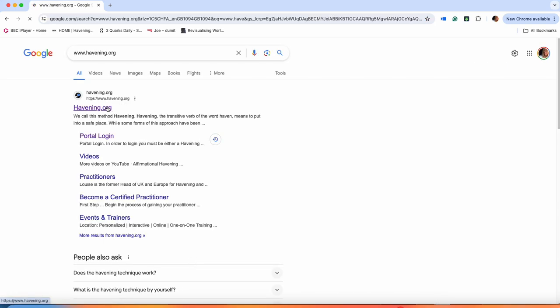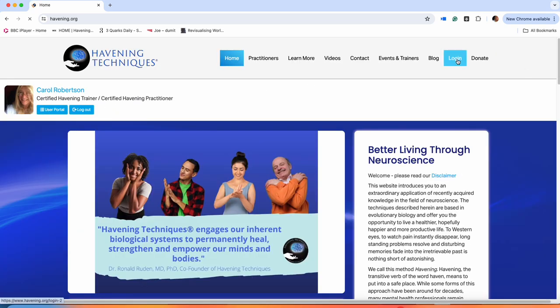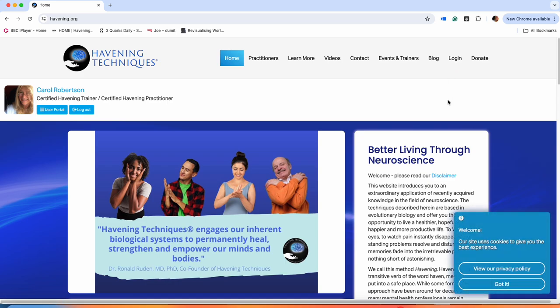So your main training material where you start is at havening.org, and you would log in there to get to your pack. Now I could take you into my portal, but my portal looks a bit different from your portal. So when you log in, you'll have all your information there that you can follow.